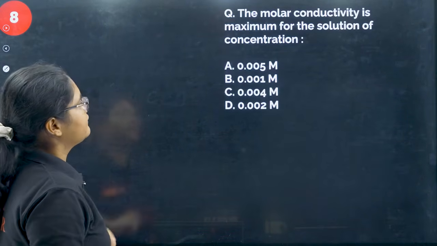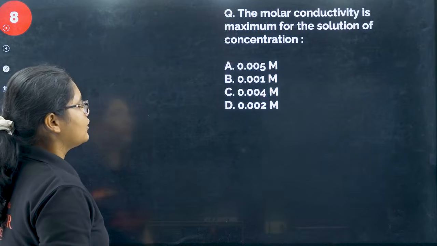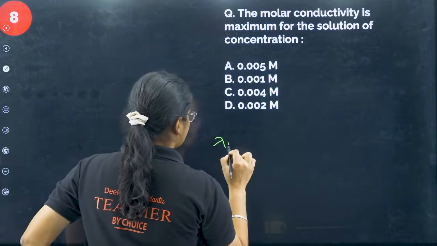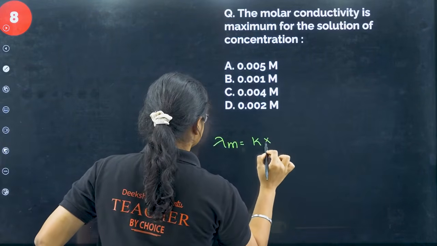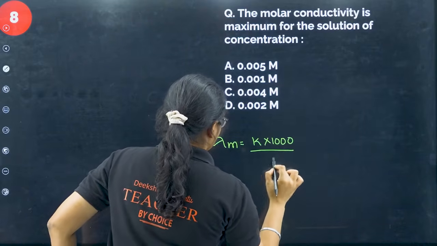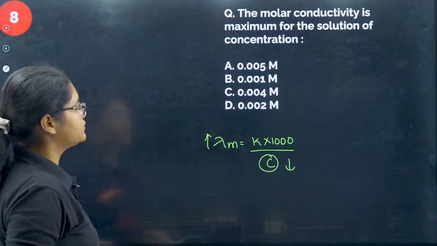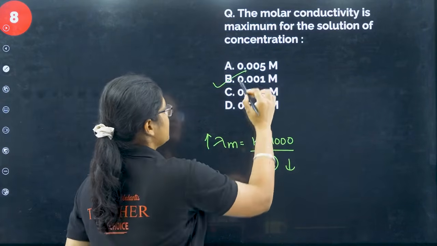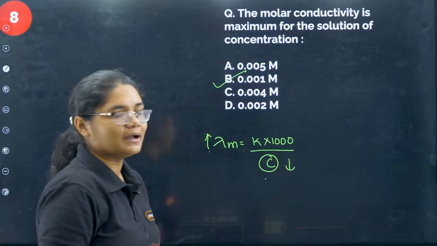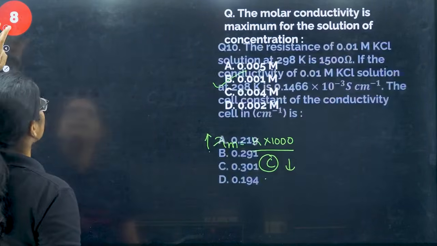Next, the molar conductivity is maximum for which concentration? We have the molar conductivity formula, right? So if concentration is less, molar conductivity will be more. So which is the least concentration? B. So 0.001 will have the maximum molar conductivity.